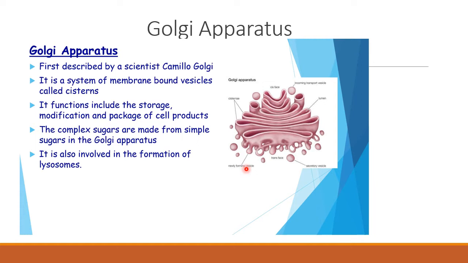The second function is that it also helps in making complex sugars with the help of simple sugars. The Golgi apparatus is also involved in the formation of lysosomes, which is another cell organelle present in the cell, which we are going to study in the next slide.